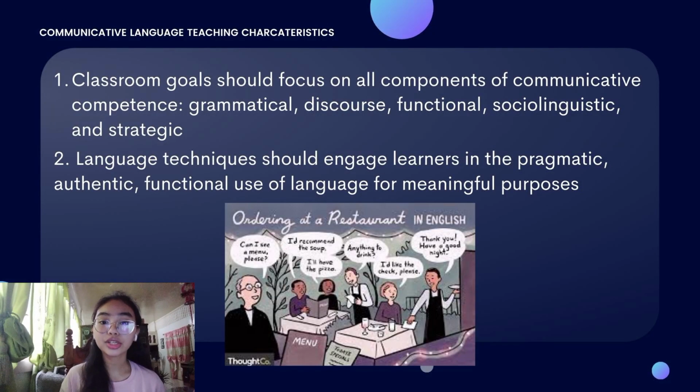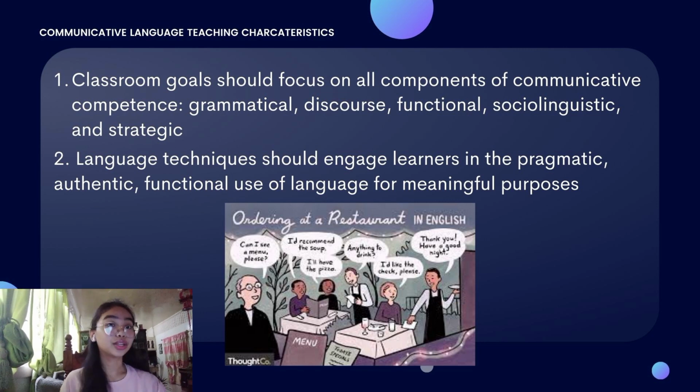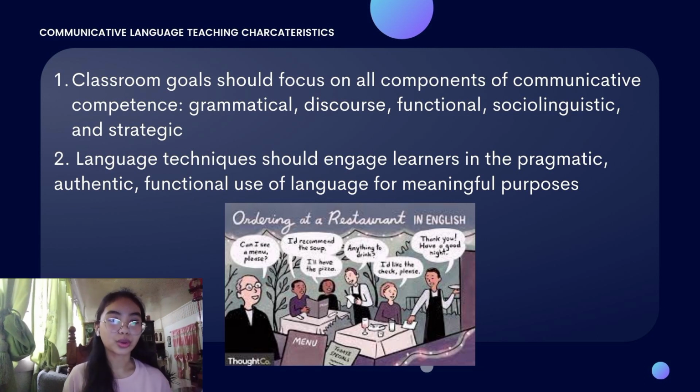The second characteristic is language techniques should engage learners in the pragmatic, authentic, functional use of language for meaningful purposes. So as an example, you could give your students a role-playing activity wherein they need to simulate a real-life scenario such as ordering in a restaurant or negotiating a business deal. So with this, they will be able to use the language authentically in a practical context, and at the same time, they will be able to consider social context and the appropriateness of language choices.